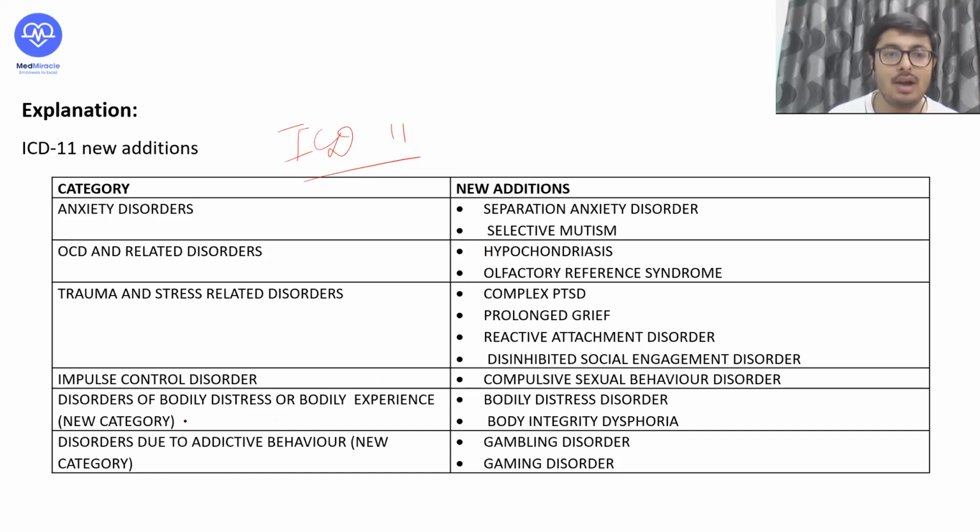Then there are 2 new categories which were not there in ICD-10. One is disorders of bodily distress or bodily experience, and it includes bodily distress disorder and body integrity dysphoria. Then second new category is disorders due to addictive behavior, in which there is gambling disorder and gaming disorder, right? So all of these conditions are the new additions in these respective categories, right?